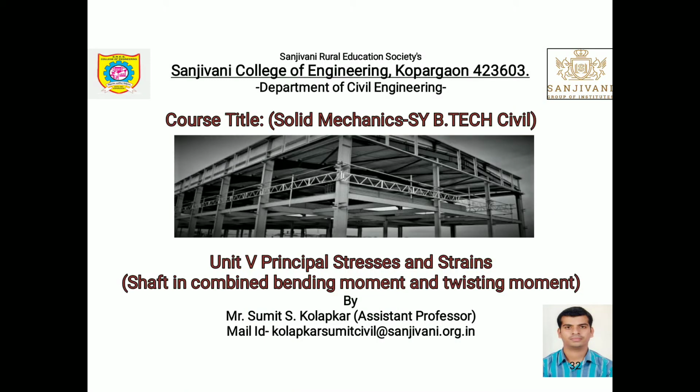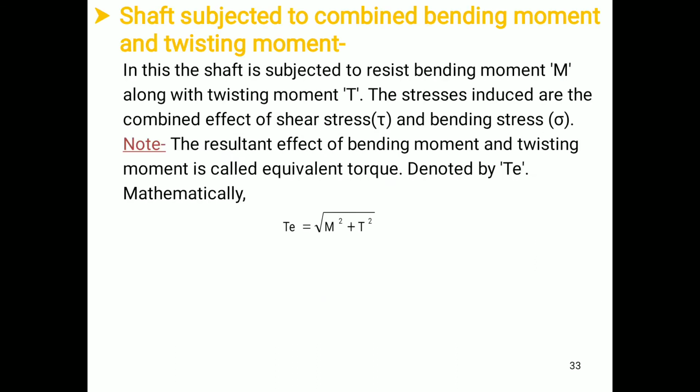In today's lecture, we are going to discuss the new concept of unit number 5, that is, a shaft subjected to combined bending moment as well as twisting moment. So the name itself indicates that in this particular case a shaft is subjected to the combined effect of bending moment plus a twisting moment. Okay, so first of all we will discuss the introductory part of this particular concept.